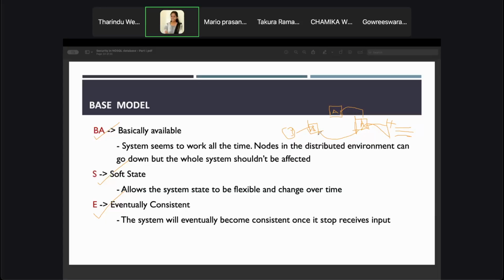That is the BASE model. So when it comes to NoSQL, that will support this BASE model. But relational databases will not allow this BASE model. What do you think? Are we able to use this BASE model for any of the systems? Is it allowed or accepted to use this type of BASE model for any applications?